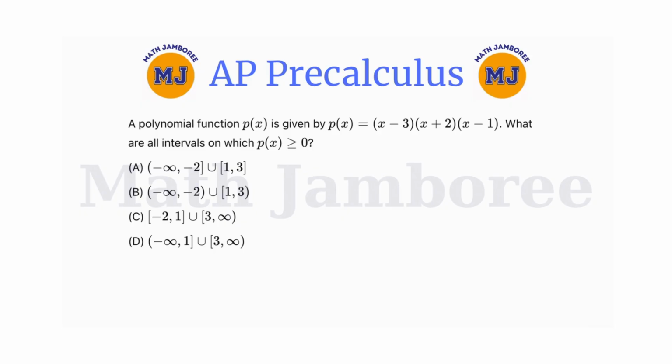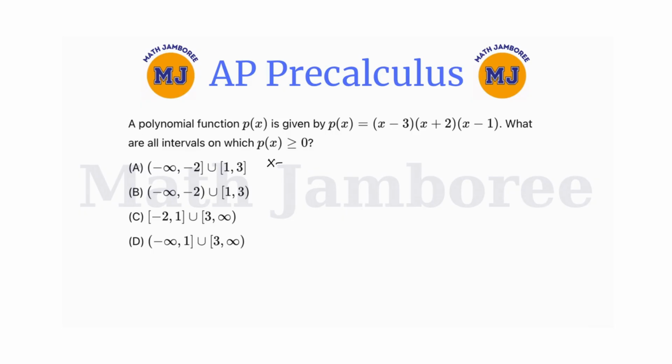The roots are the values of x where the polynomial equals 0. To find them, we'll set each factor of the polynomial equal to 0. So we have three factors in here, x minus 3, x plus 2, and x minus 1. We will make each of them 0.